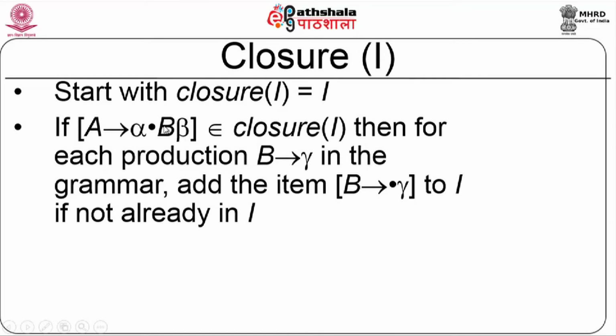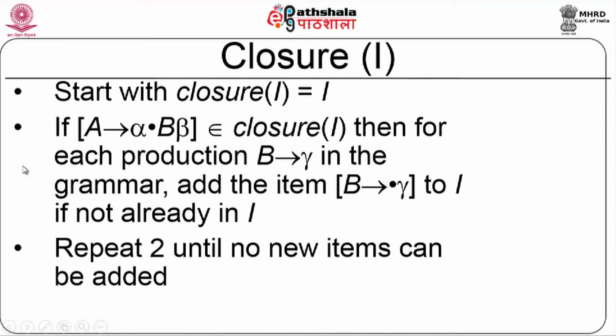If there is a dot before a non-terminal, you add the items of that non-terminal. Item means what? You have to add the production with a dot in the beginning. So, that's what it says: B produces dot gamma is added to the item I if it is not already present. Repeat this step until no new items can be added. So, this is closure of I. Okay. So, for every item I, this has to be done.